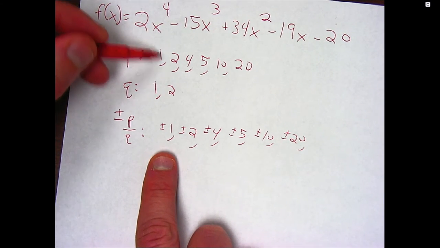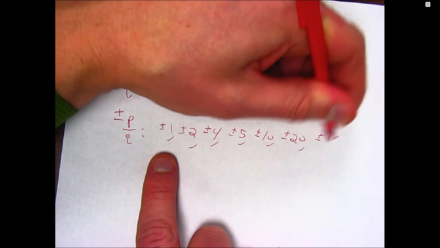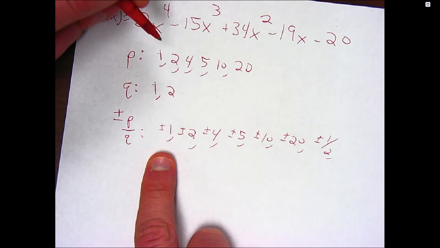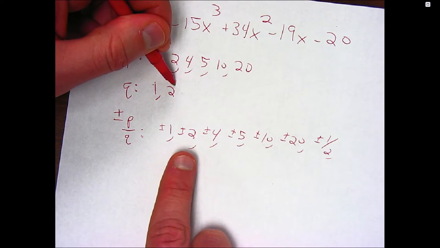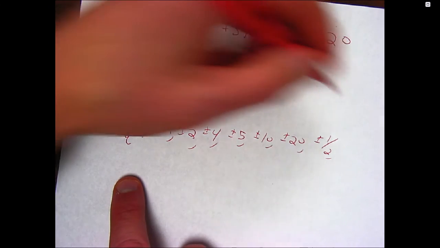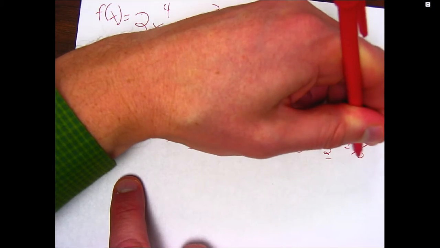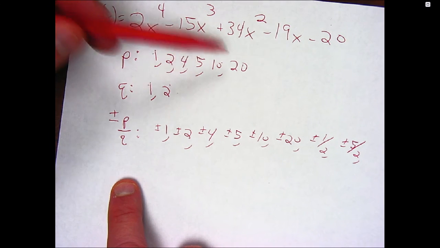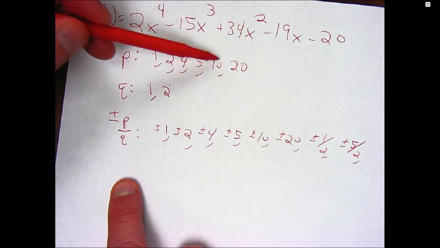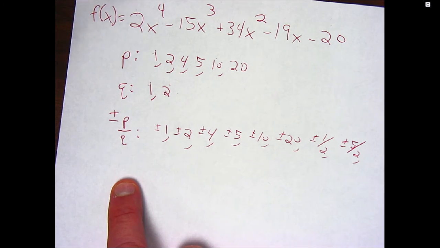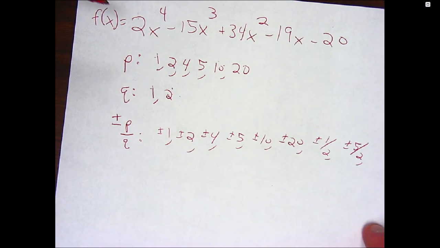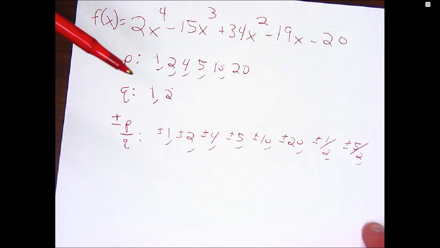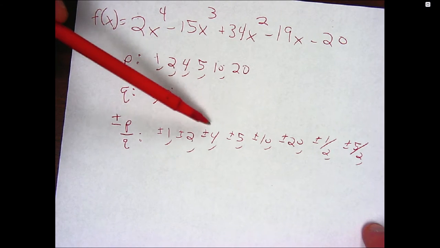So I'm going to have 1 over 2, so that means 1/2 is a possible solution. 2 over 2 would be 1, so I don't need to write that. 4 over 2 would be 2, so I don't need to write that. But 5 over 2 is a new one. 10 over 2 would be 5, I don't need to list that. 20 over 2 would be 10, which I've already listed. So if there are real rational solutions, so solutions that don't have i in them, that don't have square roots in them, they have to be on this list.